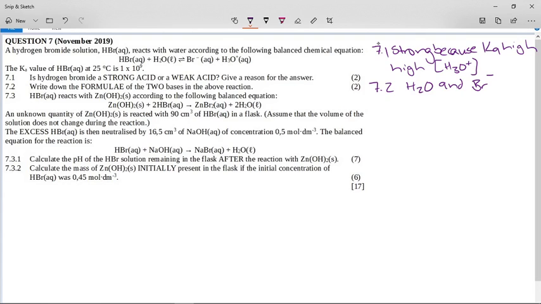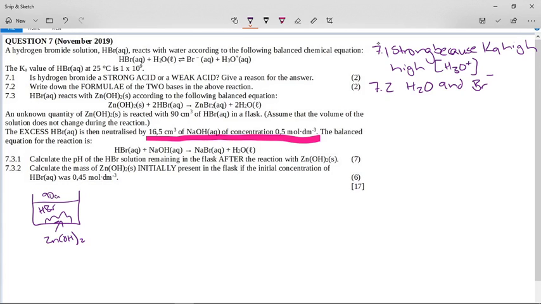So the problem here is that you've got two things going on. Remember, in all of these questions, you always have to find the moles of what you know. The only thing we know for sure in the beginning is the sodium hydroxide. But we need to keep track of what's going on, so I like to draw pictures. If we have a reaction vessel or a beaker, in here we placed the zinc hydroxide, okay? And then we also placed in here hydrogen bromide, and there was 90 cubic centimeters here.